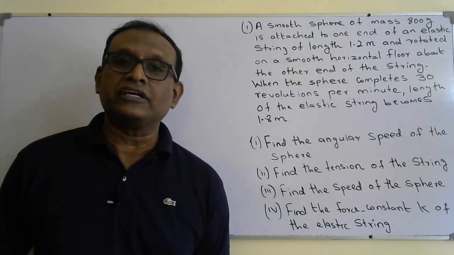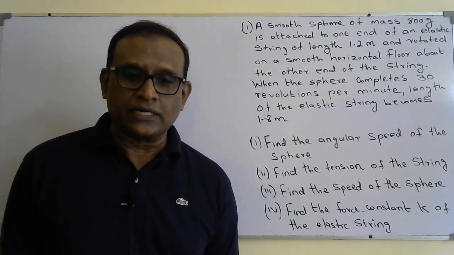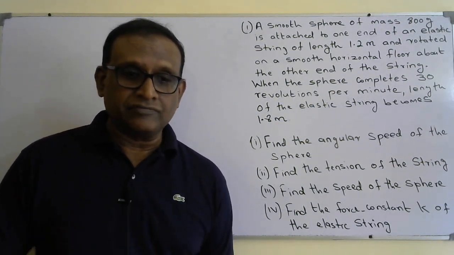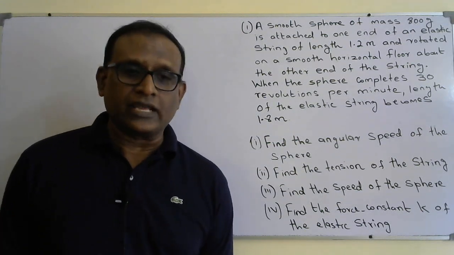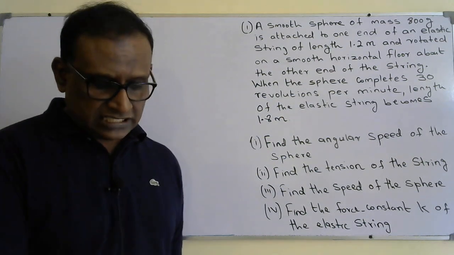So we can use F equal K delta X, Hooke's law. That's the last part of this question, the fourth part, finding the K. Before that, the first part: find the angular speed of the sphere.